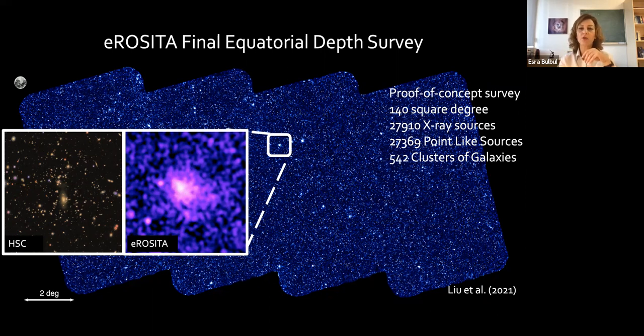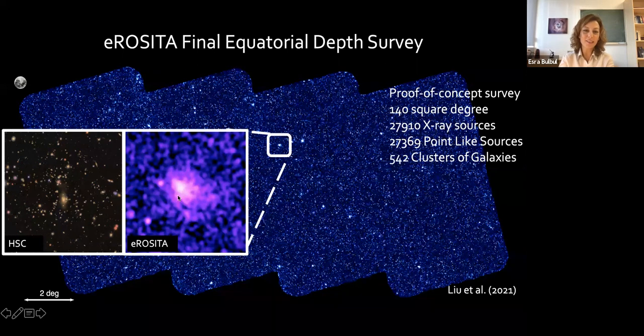So for example, when you look at an X-ray sky, the majority of the sources that you detect are in fact point-like sources. These are supermassive black holes which are active. The dots that you see are all these supermassive black holes. But sometimes you detect these super fuzzy structures, and these are the clusters of galaxies. We detected about 542 of them in this field, and they look like this. This particular one, I like it because it looks like a frog.